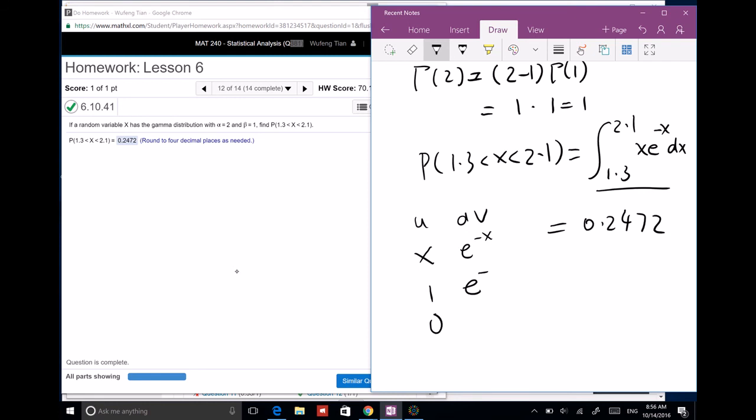So you get 1, 0, and e to negative x with a negative, and e to negative x again. Using the tabular method with plus and minus signs, you get negative x e to negative x minus e to negative x. Then plug in 2.1 and 1.3 into that and subtract them. So this is how you do the antiderivative.